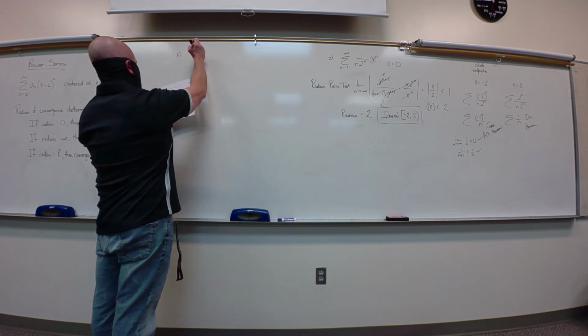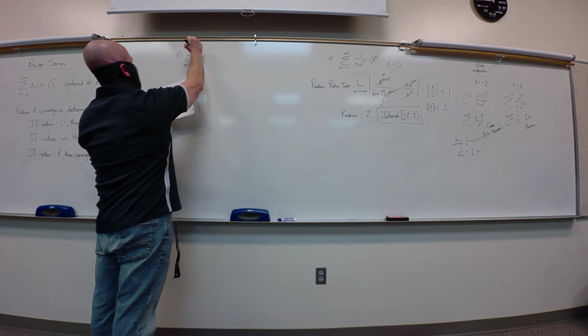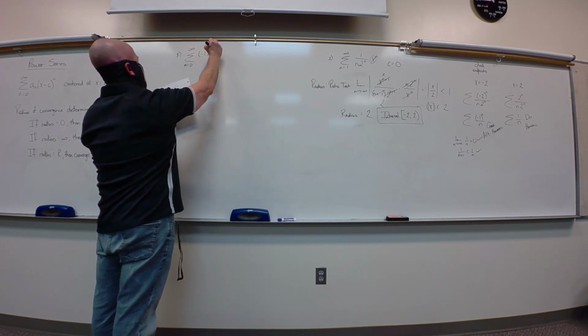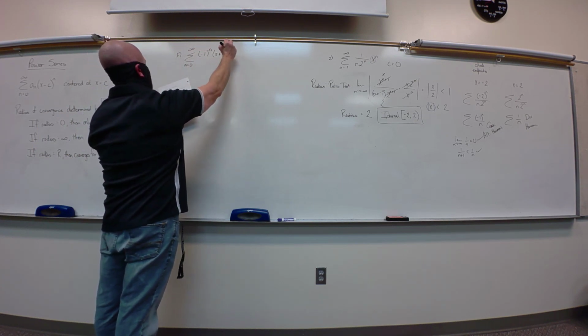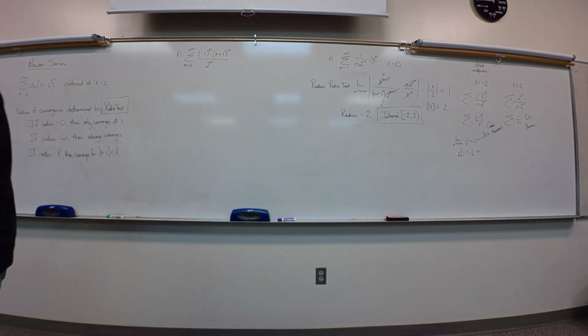All right, so let's go to number 3 here. The sum from 0 to infinity of negative 1 to the n, x plus 1 to the n, over 2 to the n. So here's our process. We're going to find the center. We're going to use the ratio test to get the radius. We're going to set the interval and test the endpoints. Where's the center? All right, center's negative 1.